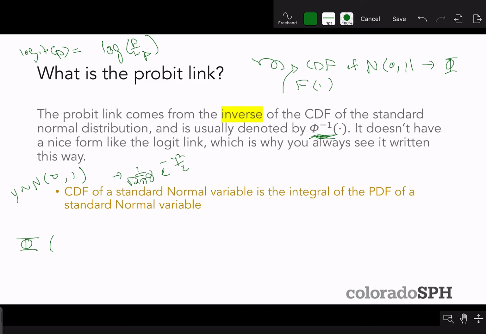So then the standard normal PDF can be written phi of y, and you get the CDF by integrating up to y.